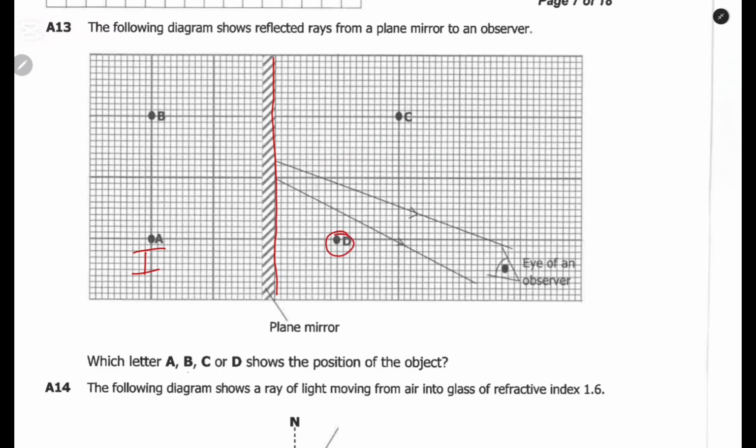It cannot be this one. Look at the rays, how they are moving. So this is the one that is here. It reflects, and of course is seen on the other side. Therefore the answer here is C. That is for question 13.